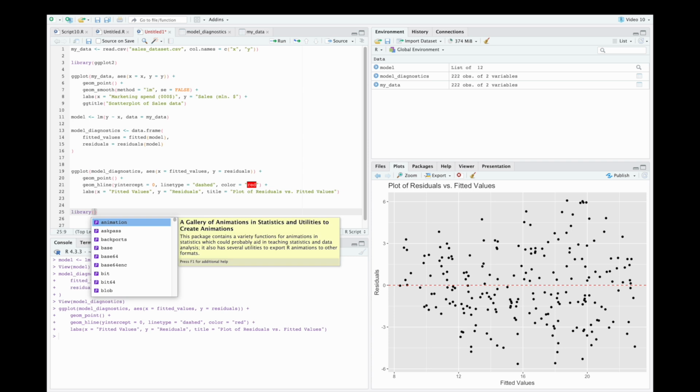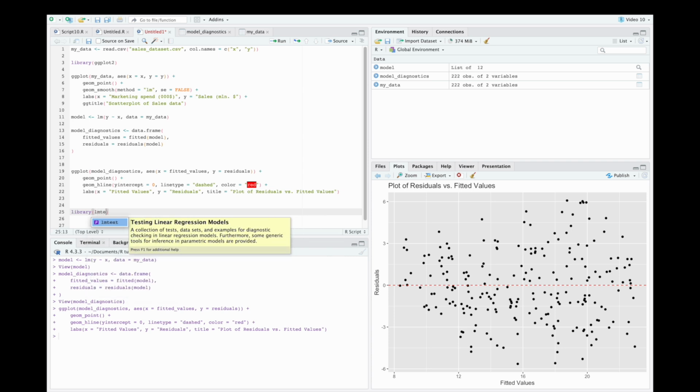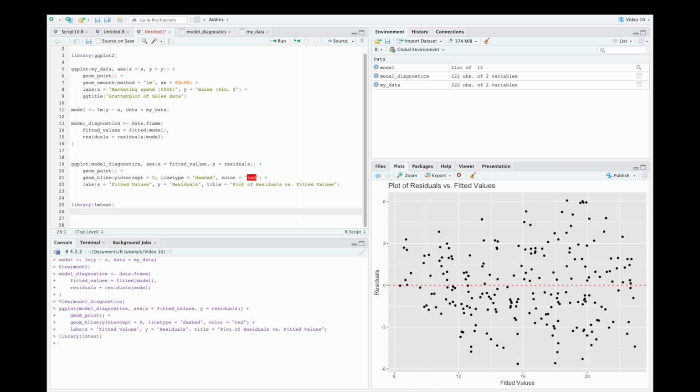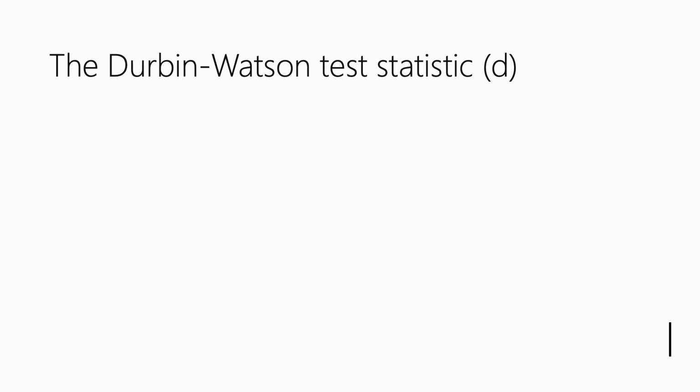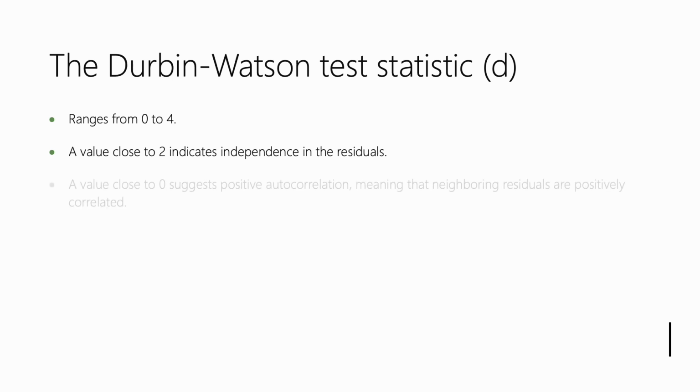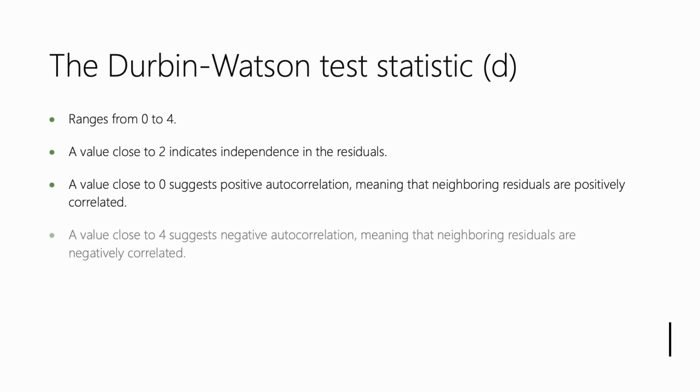Running the test in R is pretty straightforward. First, you need to install and load the lmtest library, and then run the test using the dwtest function on the model that we created in the previous step. The Durbin-Watson test statistic ranges from 0 to 4. A value close to 2 indicates independence in the residuals. A value close to 0 suggests positive autocorrelation. A value close to 4 suggests negative autocorrelation.